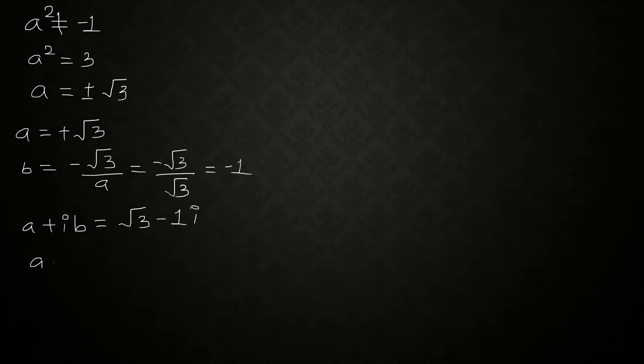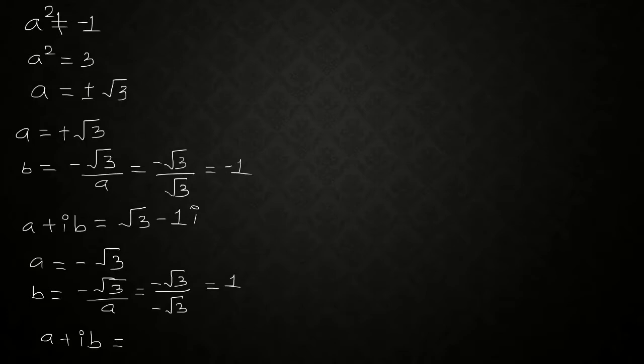Similarly, when a is equal to minus root 3, we'll write a is equal to minus root 3 in b is equal to minus root 3 whole divided by a. When we update the value of a again here, we get minus root 3 whole divided by minus root 3. The overall answer we get is 1. So from here you will get the value of a plus ib as minus root 3 plus 1i, and this same answer can be written by taking minus common, as minus of root 3 minus 1i.